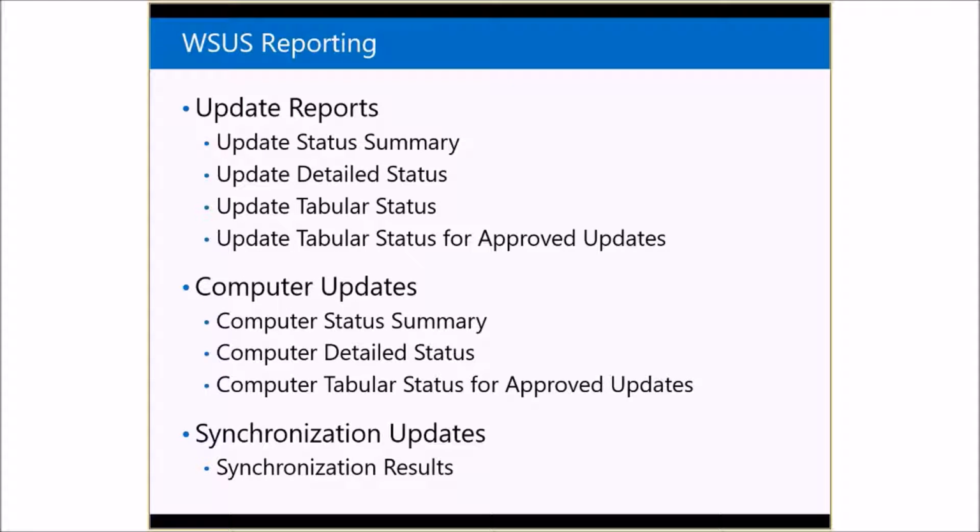WSUS reporting. So update reports. You can update the status summary, update the detail status. We can update the tabular or table-like status, and the tabular status for approval updates. There's computer updates. So with the reporting, there's these different areas basically. Okay. And there's computer status summary, so of the computers, which ones I've updated, which ones are not. And then you could actually have a look at the details as well as in a table format. There's also a report you can look at the synchronization updates, the synchronization results. So synchronizations was when you're downloading updates from the Microsoft update site.